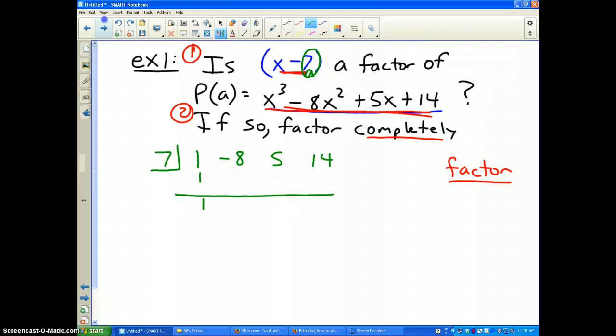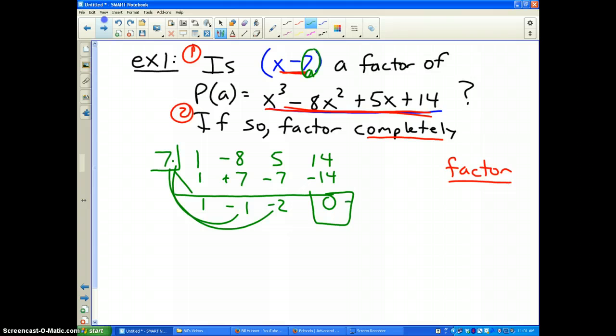I bring down the 1. 7 times 1 is 7. I add them, I get negative 1. 7 times negative 1 is negative 7. I add them, I get negative 2. And 7 times negative 2 is negative 14. Aha! My last number is 0. That's my remainder. So the answer is yes. Yes, x minus 7 is a factor of this polynomial.